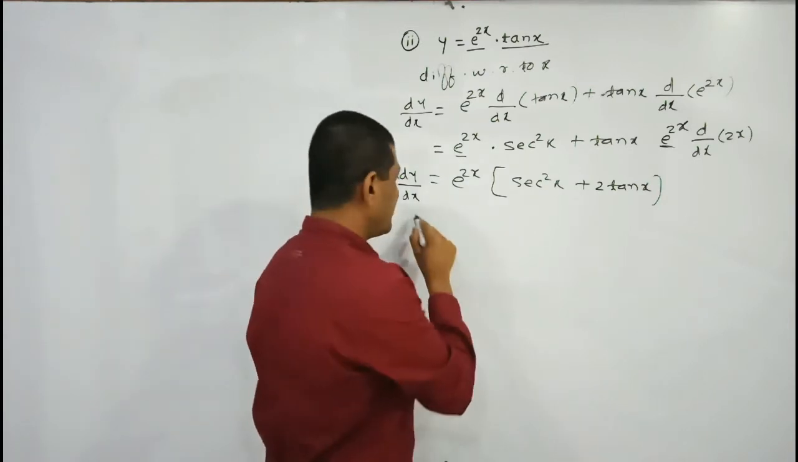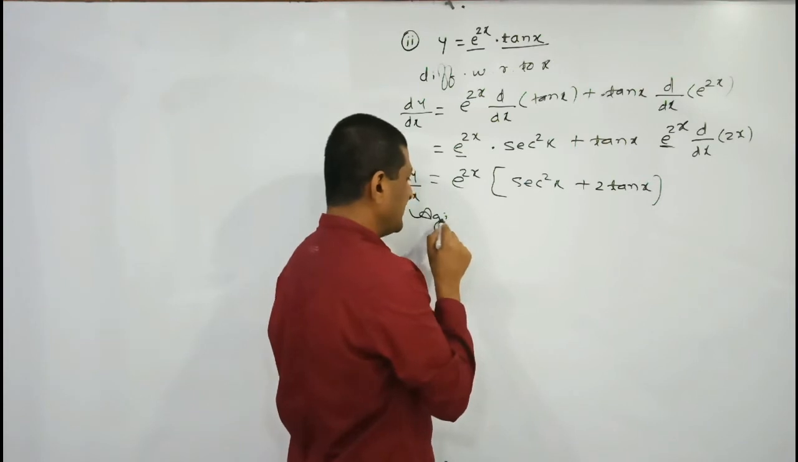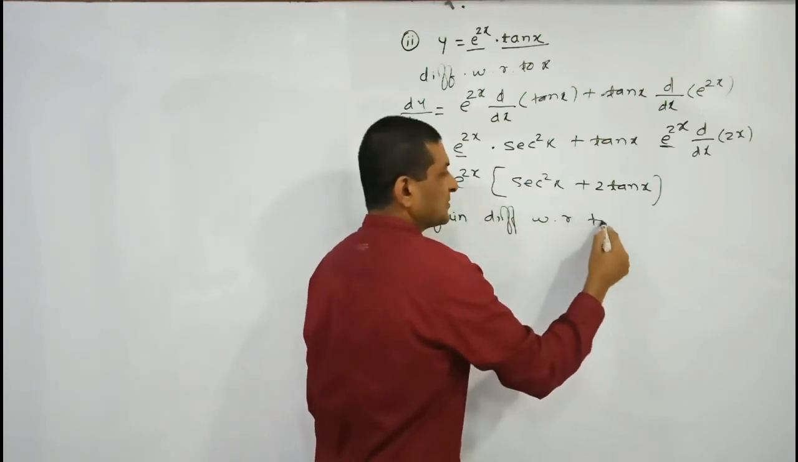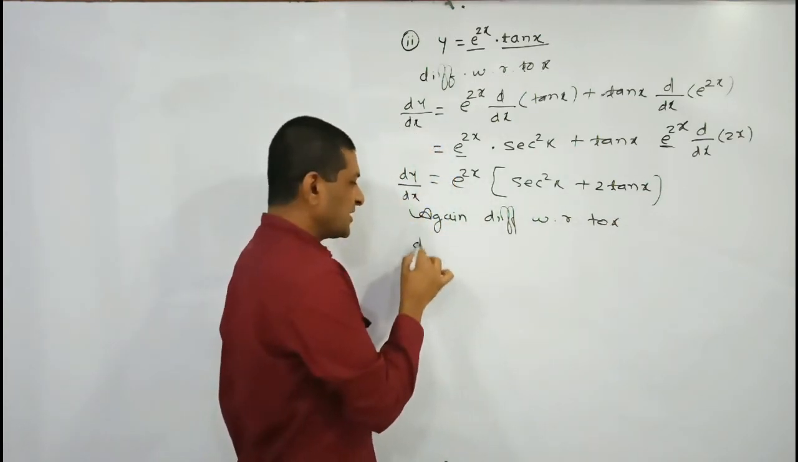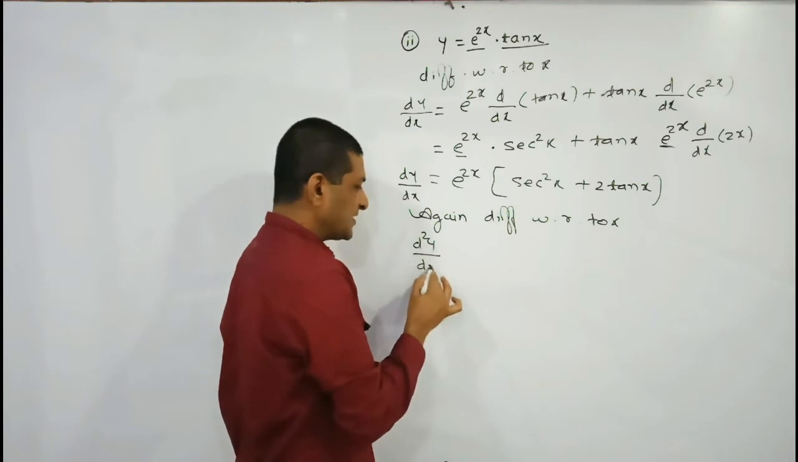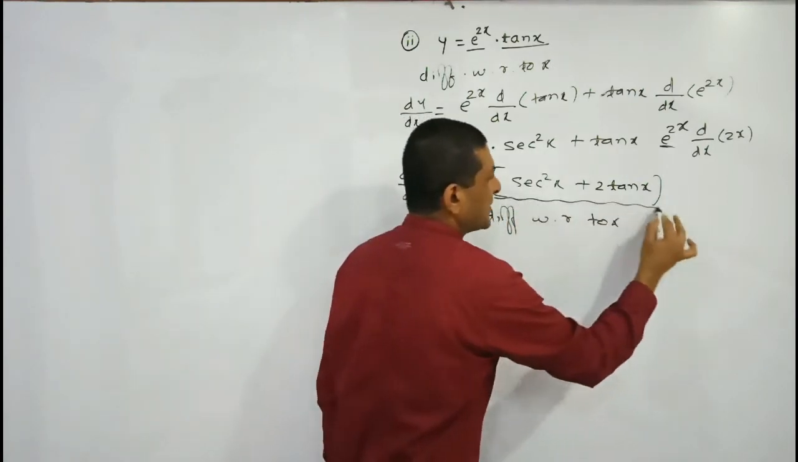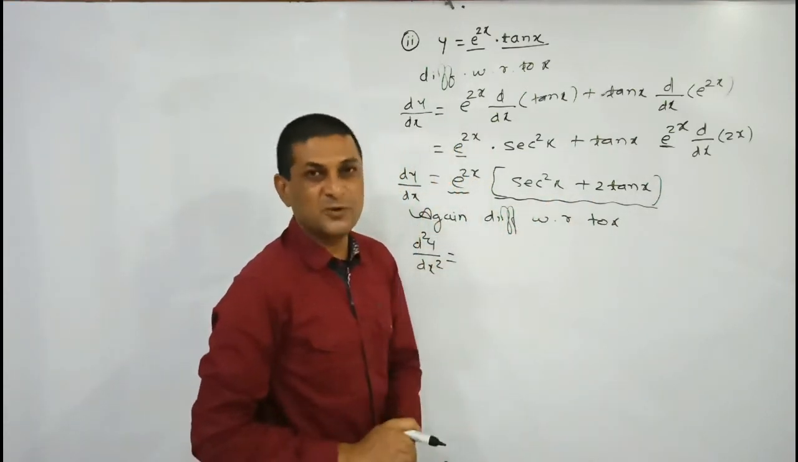Now again we are differentiating it to find our required value, the second order derivative. Again differentiate with respect to x. So the derivative of dy by dx with respect to x is denoted by d2y upon dx square. On this side, again to find the differentiation, we have to apply the product rule. Here this is the first function and this is the second function. A product of two functions is there.